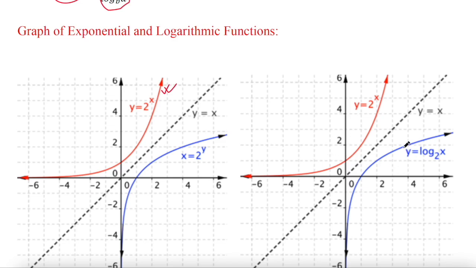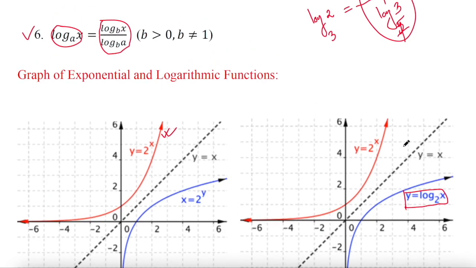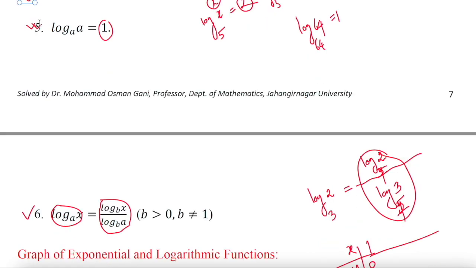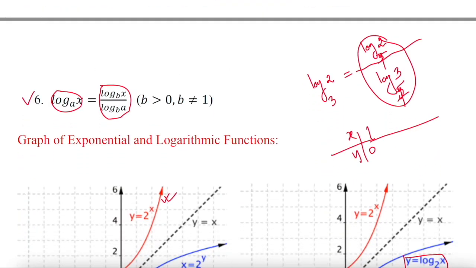Now I want to discuss y equal to log x to the base 2 point by point. When x equal to 1, y will be 0. So this is a point having coordinate (1, 0), because we know log 1 equal to 0. From this relation we know log 1 equal to 0. So this is a point.